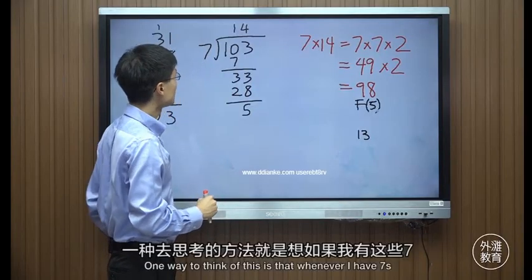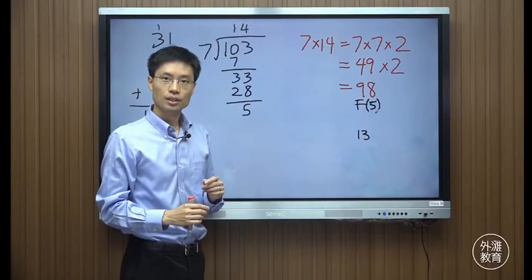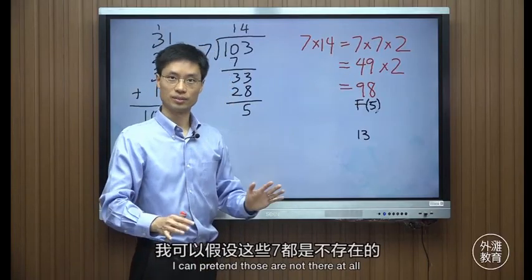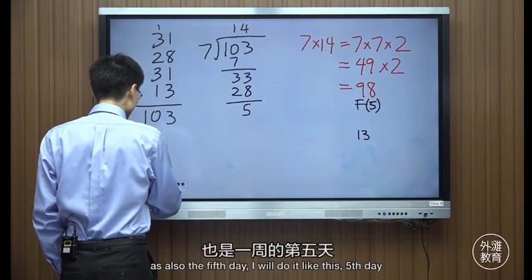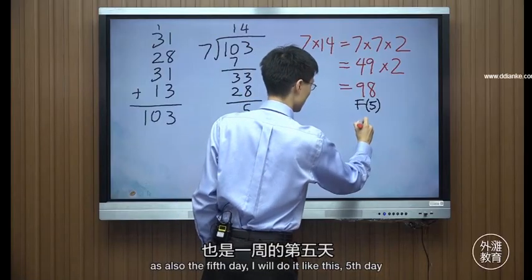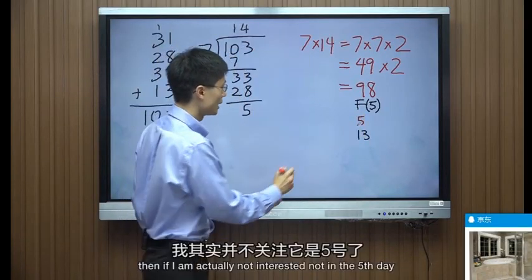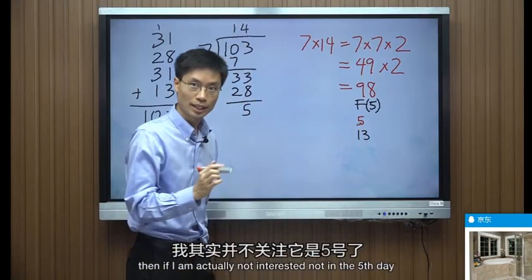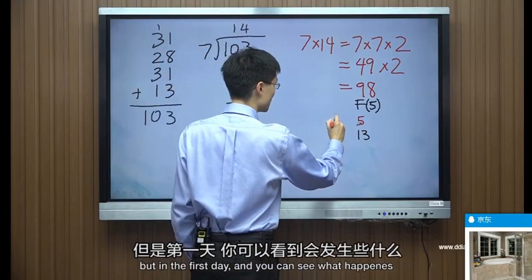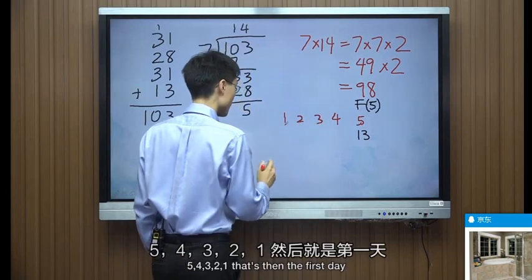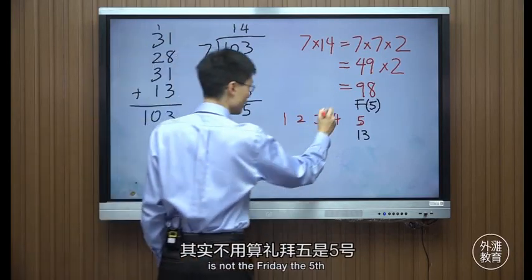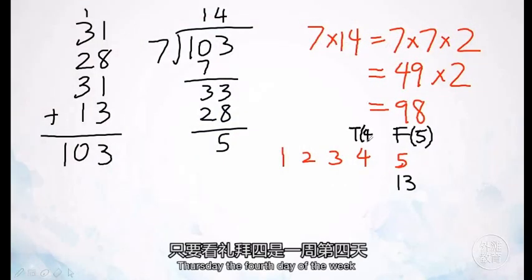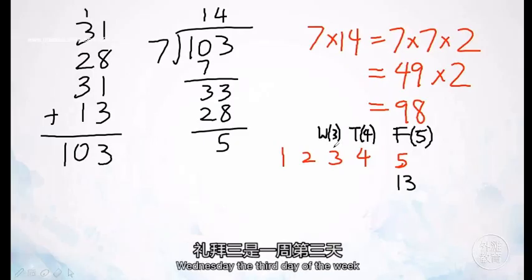One way to think of this is that whenever I have 7s, I can pretend those are not there at all. And so, for example, if I think of this Friday the 13th as also the 5th day, I'll do it like this, 5th day, then if I'm actually interested not in the 5th day, but the 1st day, then you can see what happens. 5, 4, 3, 2, 1. That's then the 1st day. And the day of the week, that is not Friday the 5th, but it's Thursday, 4th day of the week, Wednesday, 3rd day of the week, Tuesday, 2nd day of the week, Monday, 1st day of the week.